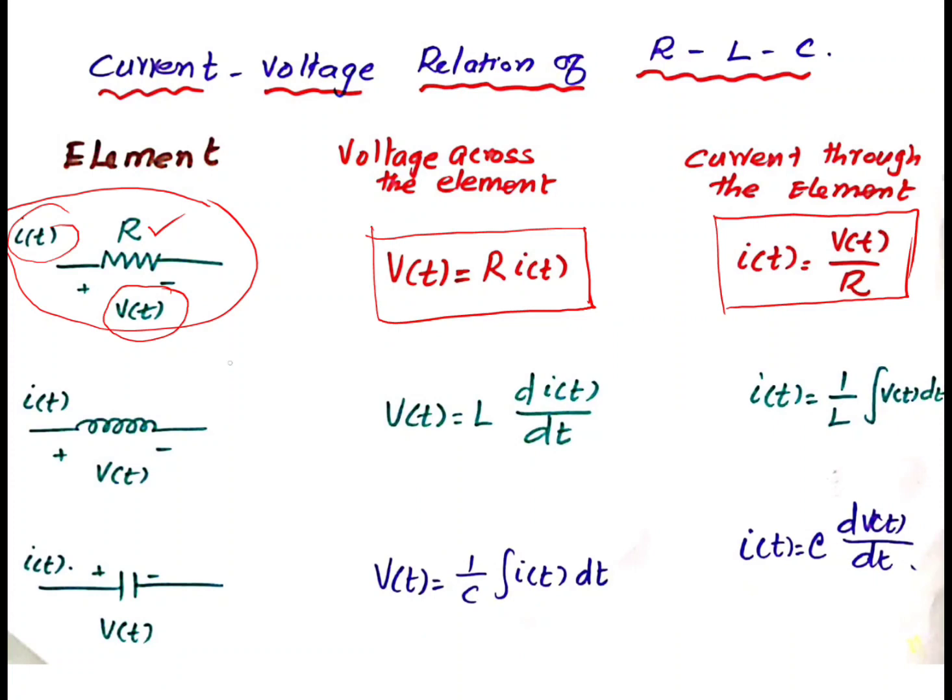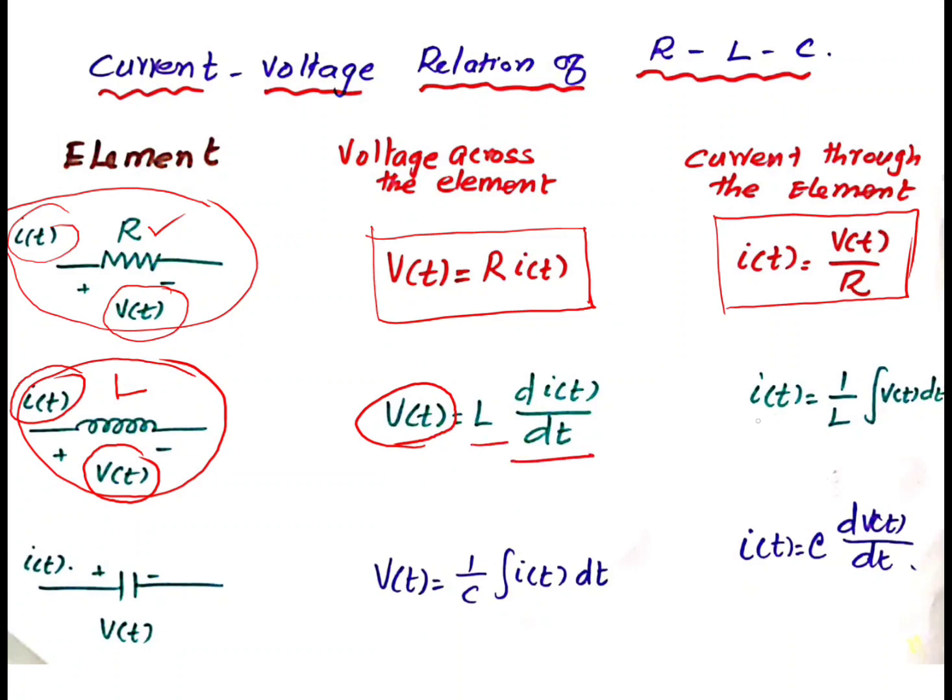Next, we are going to consider inductance. So, this is the inductor. Voltage across the inductor is V of t, and current through the inductor is I of t, and the inductance is represented using L. The voltage across the inductor V of t is equal to L into di of t by dt. At the same time, the current through the inductor is equal to 1 by L into integration V of t into dt.